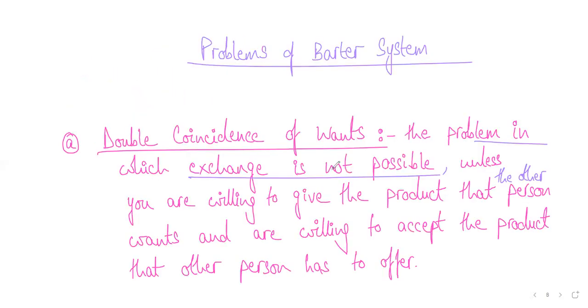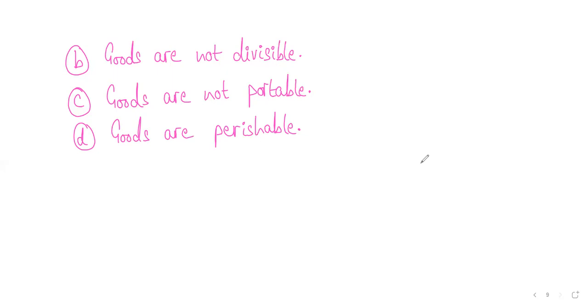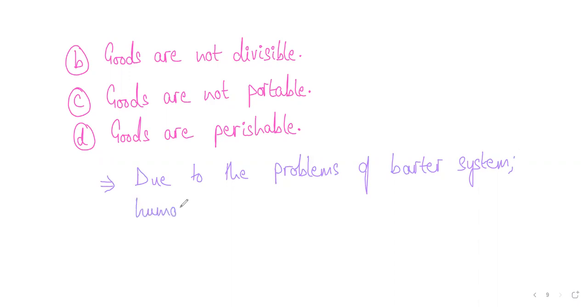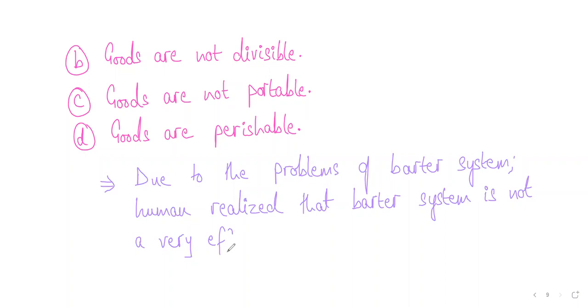So long story short, due to all these problems, double coincidence of wants, goods are not portable, goods are not divisible, goods are perishable, humans realized that the barter system is not a very efficient method of exchange. Do you agree with me?